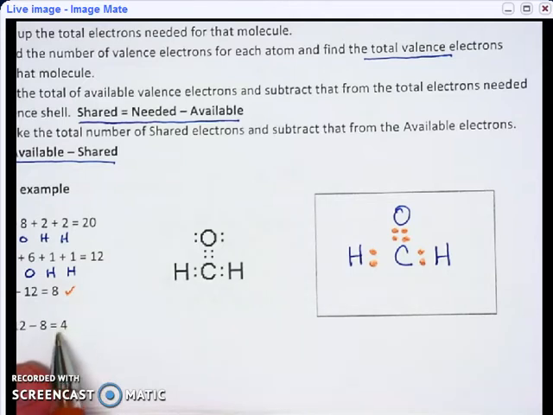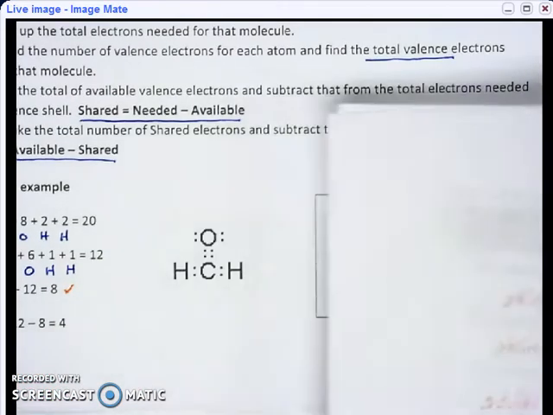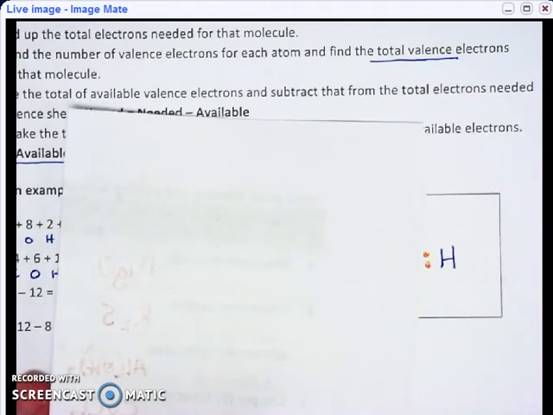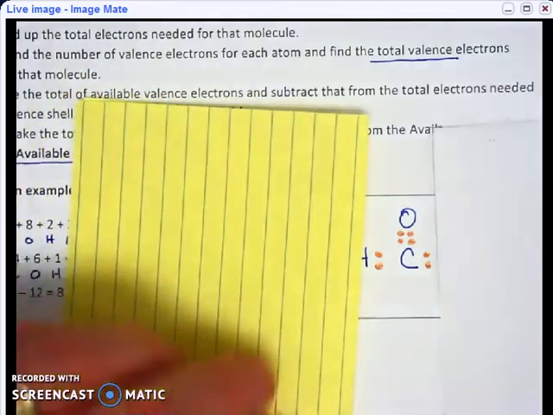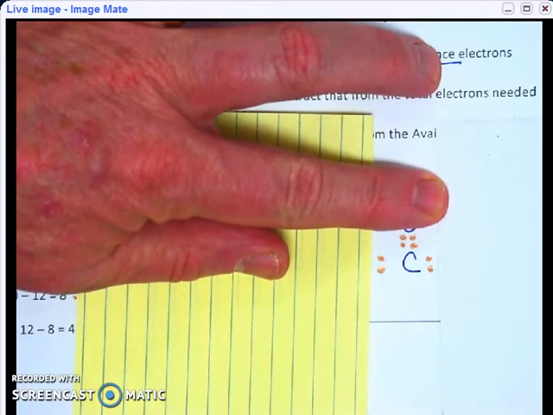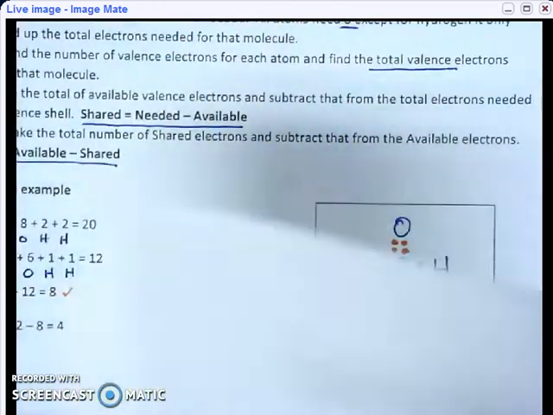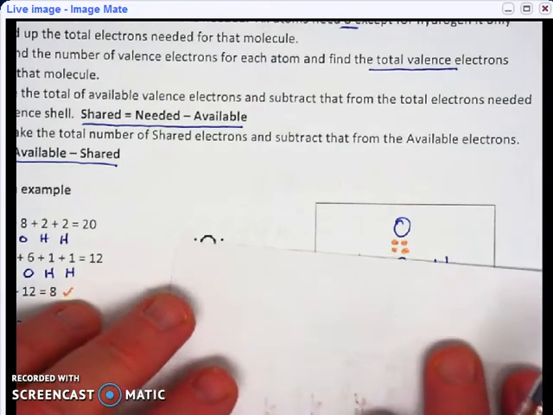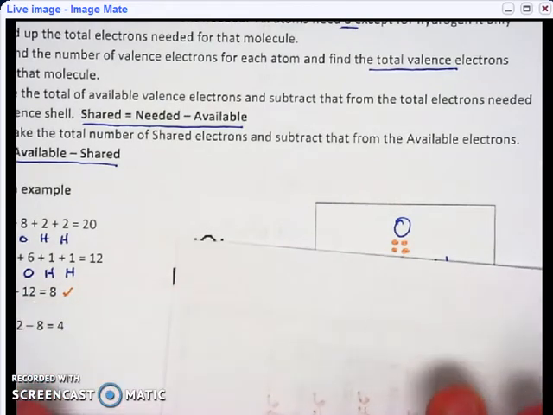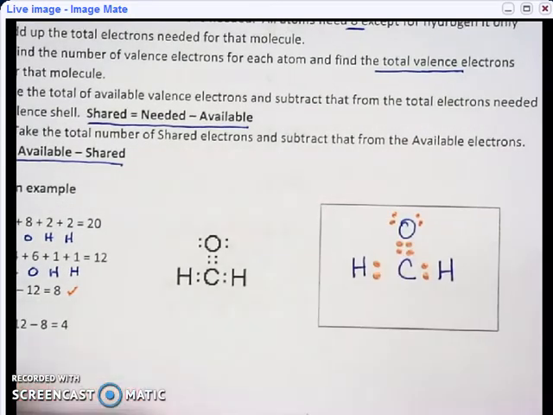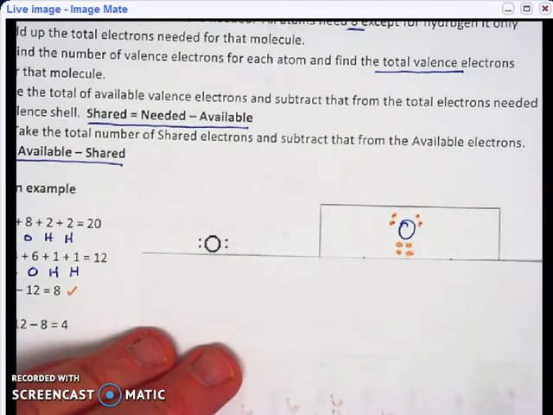Well, what about my 4 unshared? Well, if we look at this hydrogen, it has 2. It can't take any more, right? And we look at that hydrogen, it's 2. I can't give it any more. And if we look at carbon, if I cover all those up, how many does it have already? 8. So I can't give carbon anymore. It's got its fill. So the only one that gets any more electrons is oxygen, because it only has 4 of them there. So it needs 4 more. Well, guess what? I have 4 unshared, and so I'm going to give it my 4 unshared electrons. So now it does have its 8.